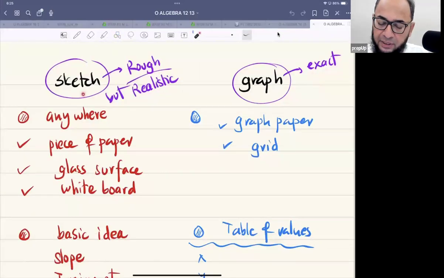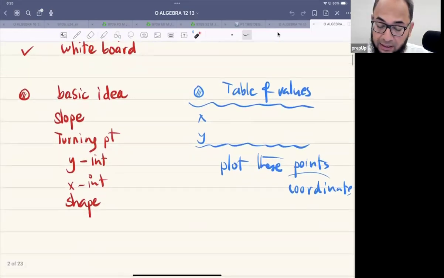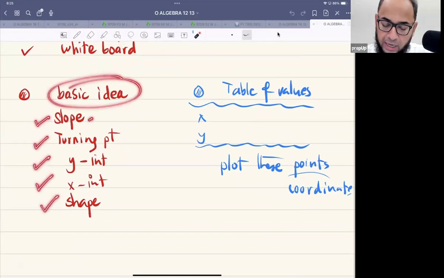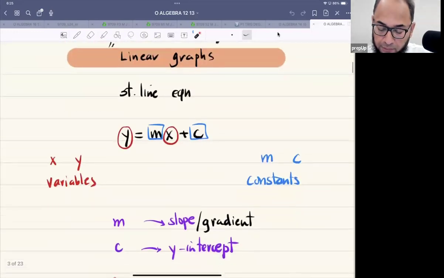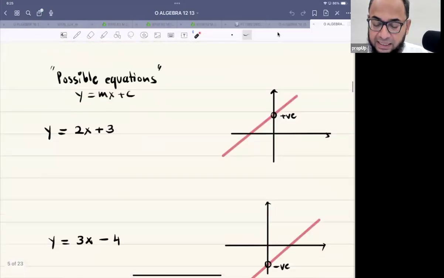A sketch can be drawn anywhere: piece of paper, glass surface, whiteboard, whatever. A graph needs graph paper, a grid, a table of values. A basic idea is needed, whether it's about the slope, turning point, y-intercept, x-intercept, shape. It could also be asymptote. And then we talked about linear graphs. This is lecture number 12.